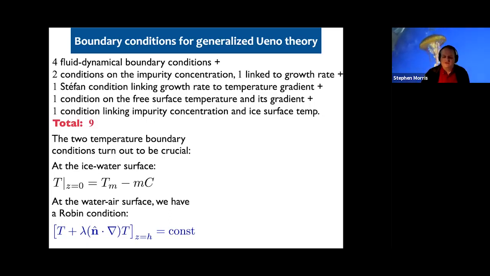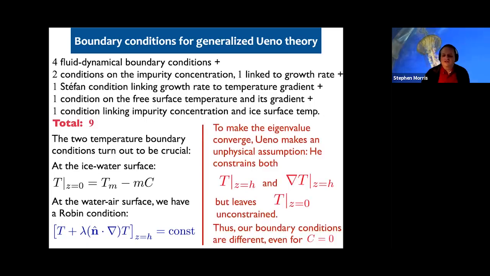He has no concentration of impurities. But crucially, it turns out, and it took me years to figure this out, he makes an extra assumption. He makes an unphysical assumption. He assumes that both the temperature and its gradient are separately constrained at the free surface, not a linear combination of the two. And then he leaves the surface temperature unconstrained.